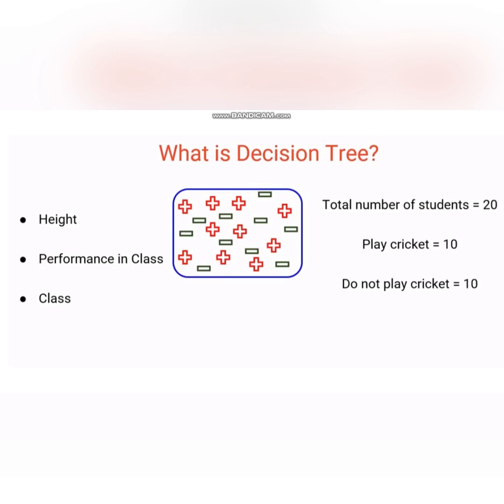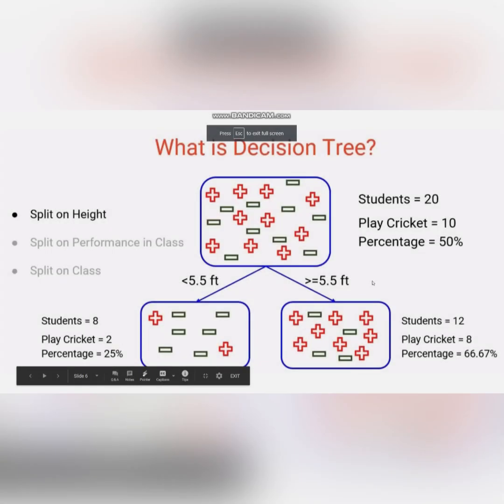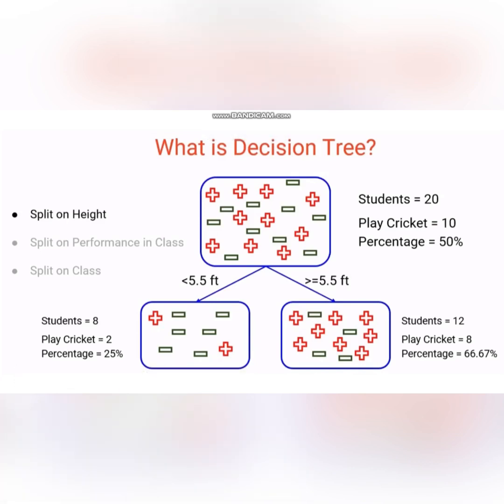Here we have 20 students, 10 play cricket, 10 do not play cricket. Here we have classified our data in two categories: less than 5.5 feet students, greater than 5.5 feet students. Less than 5.5 feet students percentage is 25%. It means 25% of students play cricket. That can be identified by play cricket equals 2 students divided by 8, that is 25%.